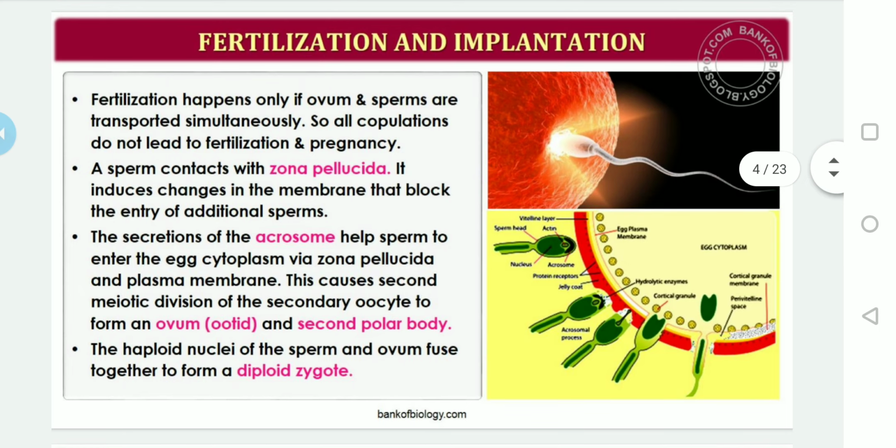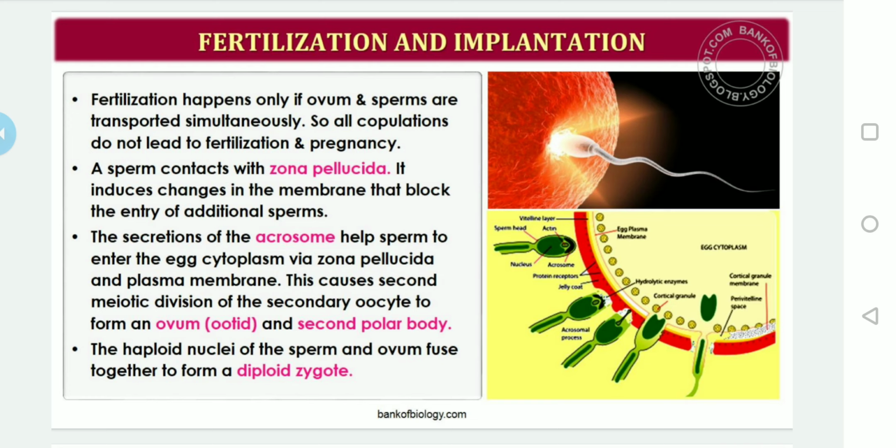How will the process continue? Fertilization can only occur if the ovum and sperms are transported simultaneously to the ampullary isthmic junction. This is the reason why not all copulation leads to fertilization and pregnancy. Some students may ask, because in films they show that even in rape cases, a single copulation leads to pregnancy. This is actually not practically correct.